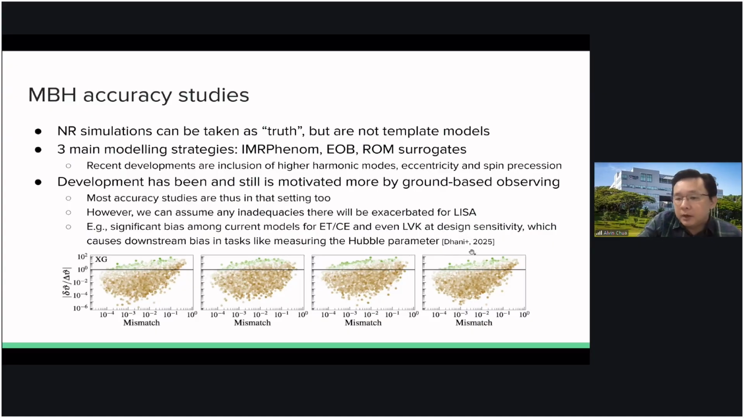Right. So one example, in this paper by Dani et al. in 2025, they essentially concluded that among the current cutting-edge models used for binary black hole mergers, in the context of future generation ground-based detectors such as the Einstein Telescope and Cosmic Explorer, current models are basically not enough to avoid significant bias. And in fact, the bias can even show up for the LVK network at design sensitivity. And this bias, they also showed, causes downstream bias in tasks such as measuring the Hubble parameter.